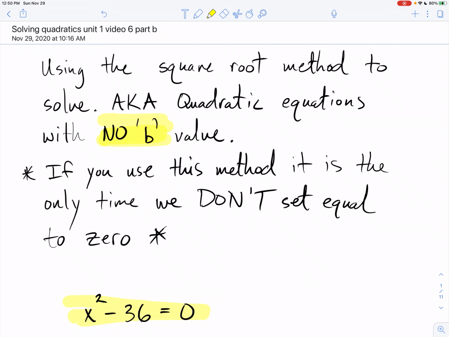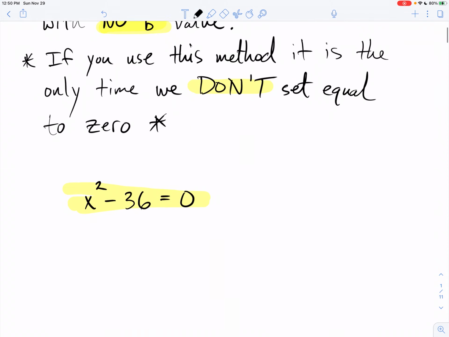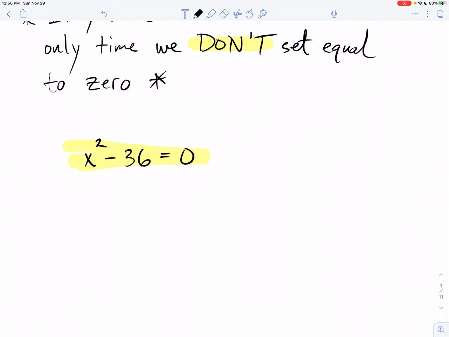Okay? If you use this method, it is the only time we don't set it equal to 0. So let me explain. I see this equation and I know right now that I get two answers. One of them is 6, the other one is -6. But if it's 6 and -6, I could just say plus or minus 6. That's the short answer version of that.